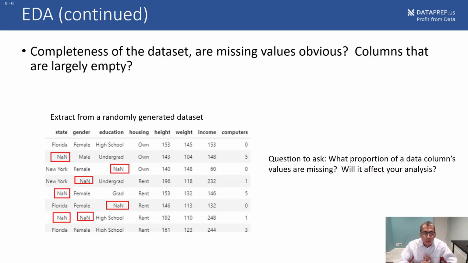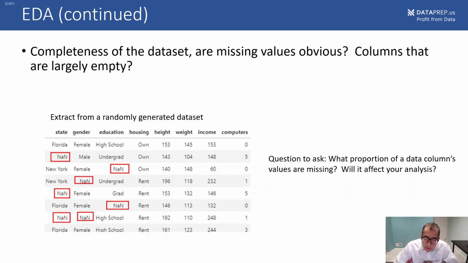The other thing to look for is how complete is our data. Are missing values obvious? And sometimes they may be, and sometimes they may not. Sometimes missing values may appear as just blank cells in the data. Some other times they may appear as NaN entries, which means not a number. Sometimes they will actually just be text denoted as missing or something like that. So missing data can come in many different forms.